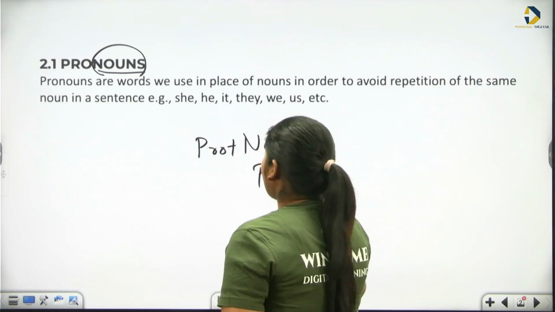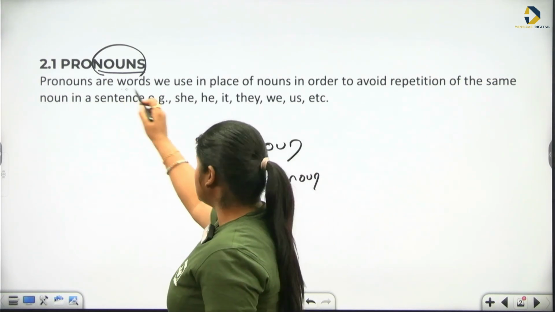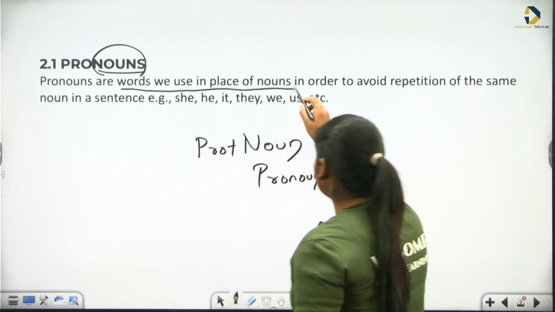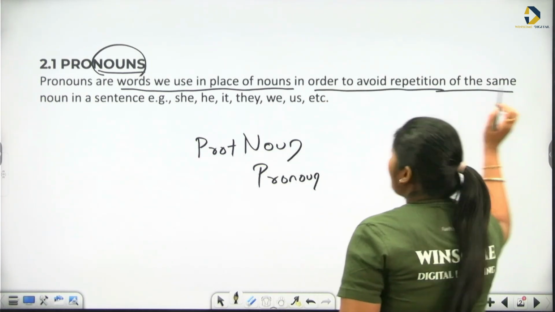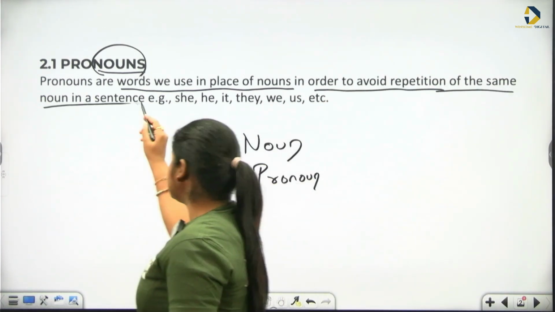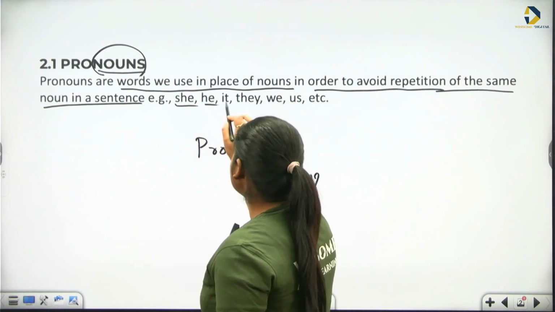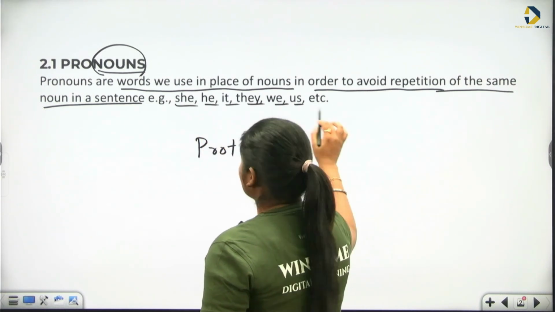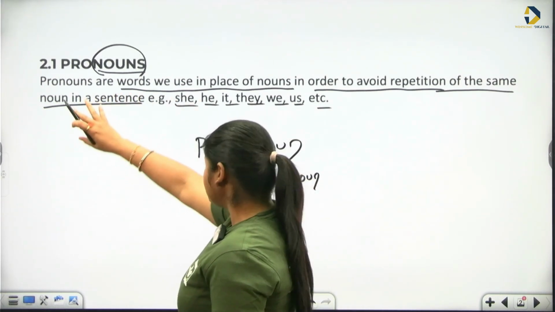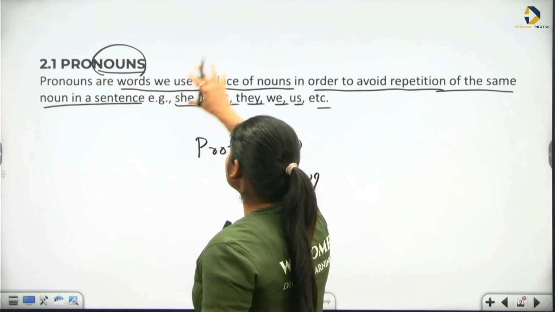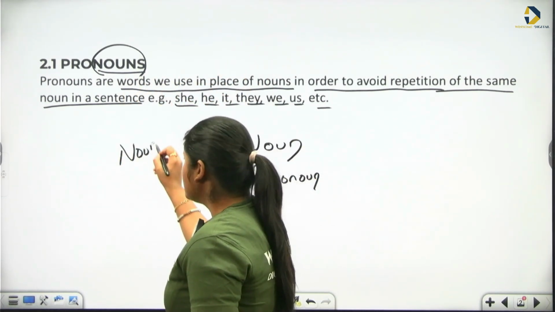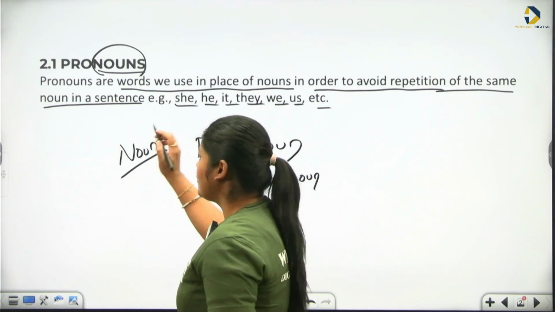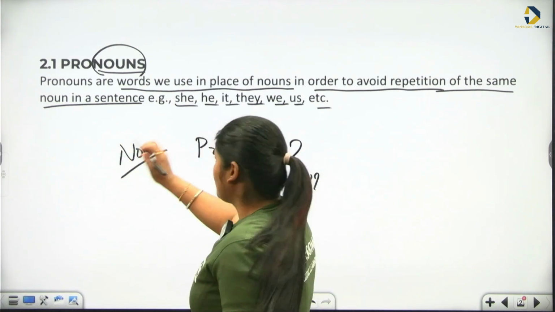Now what is pronoun? See, pronouns are words we use in place of nouns in order to avoid repetition of the same noun in a sentence. Example, she, he, it, they, we, us, etc. See, pronoun क्या होते हैं? These are words which we use in place of noun. किसी भी noun की जगह. Okay, जब हम instead of that noun when we use some word, it is known as pronoun.